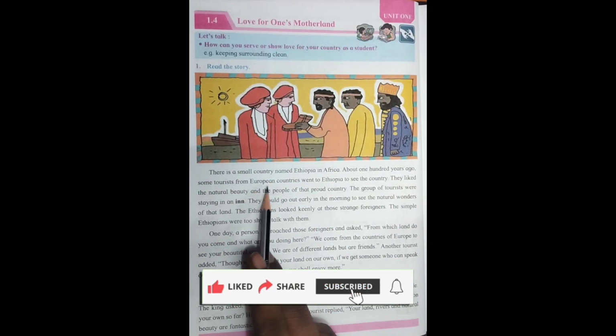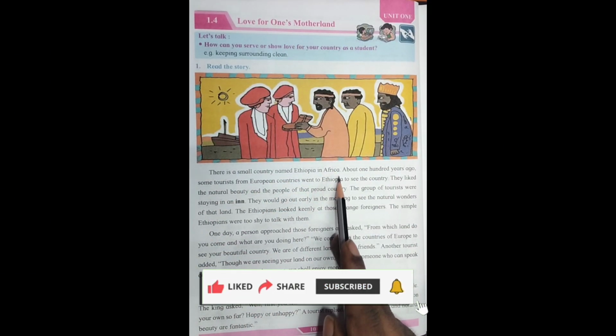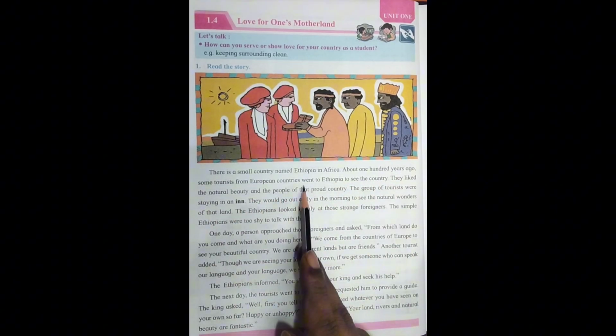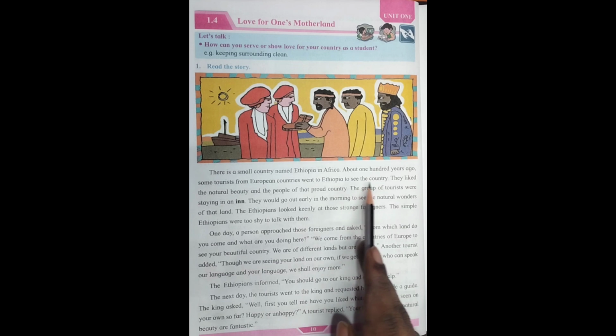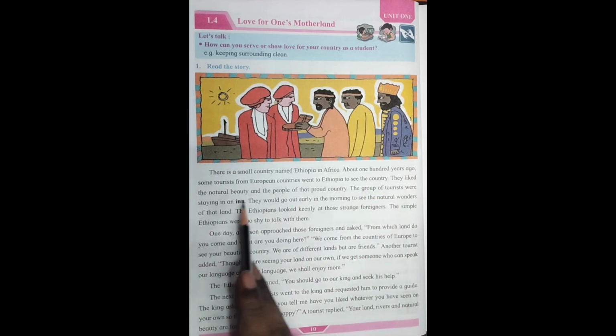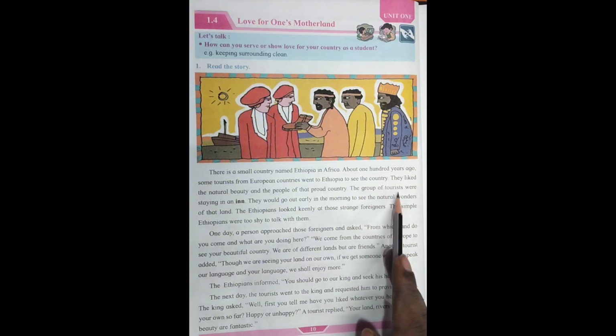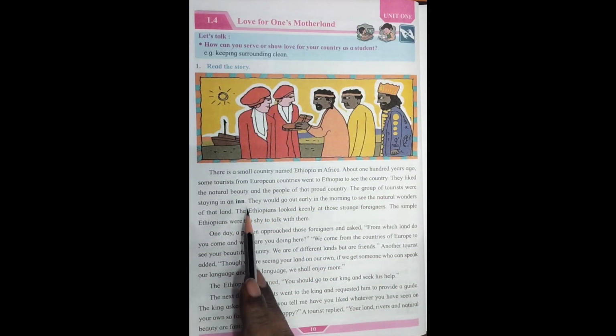There is a small country named Ethiopia in Africa. About 100 years ago, some tourists from European countries went to Ethiopia to see the country. They liked the natural beauty and the people of that proud country. The group of tourists were staying in an inn. Inn means a place like a hotel or a small place where tourists used to stay.